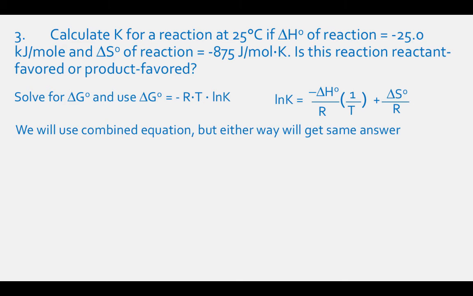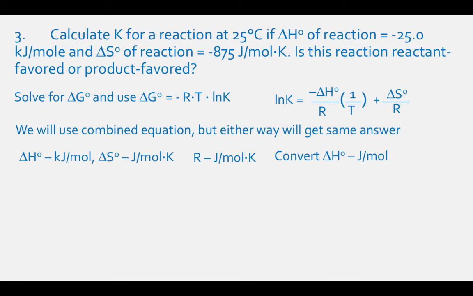Let's talk about units. The standard delta H is given in kilojoules per mole, and the standard delta S is given in joules per mole times Kelvin. Since the gas constant is also in joules per mole times Kelvin, let's convert delta H into joules per mole. Delta H equals negative 25,000 joules per mole. Then we need to convert temperature to Kelvin. 25 degrees Celsius plus 273.15 equals 298.15 Kelvin.